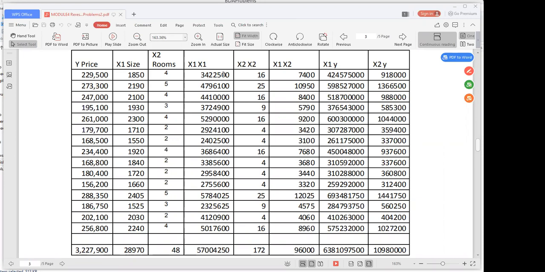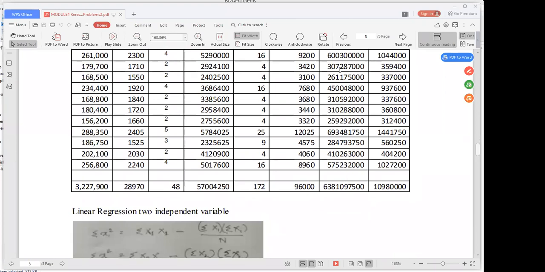So this is the square of x1 into x1, and the square of x2 into x2: 4 4s are 16, 5 5s are 25, 4 4s are 16, like that. Then the summation of this. Similarly for x1 and x2, these two columns multiplied, you will get this value. Then x1 into y: this column multiplied by this column, you will get these values. Then x2 into y: this column multiplied by this column, you will get this. And all these are the summations.